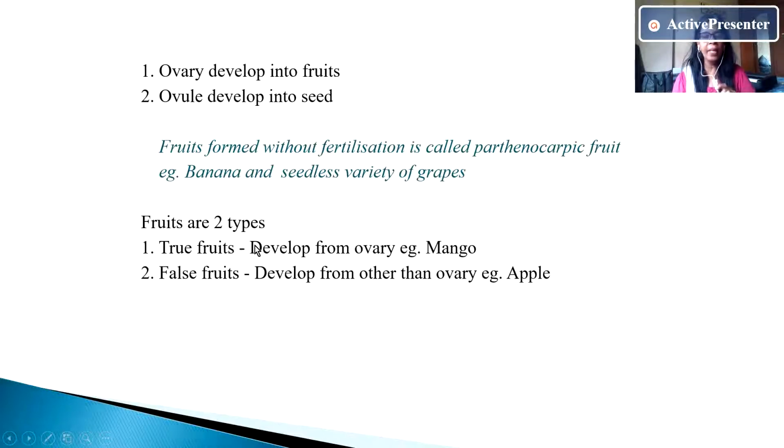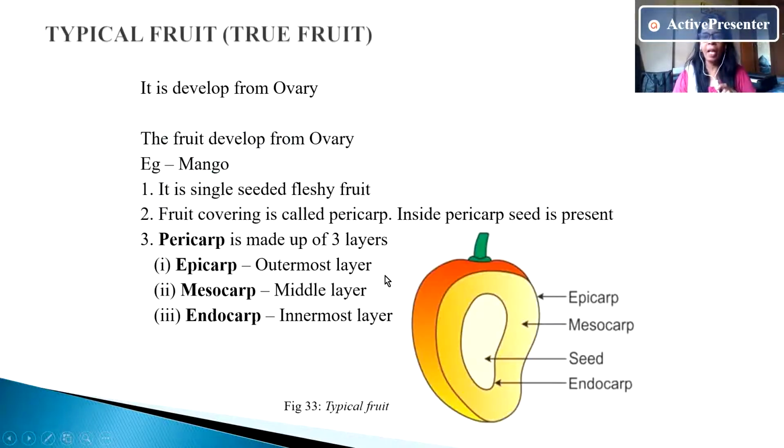Fruits are mainly of two types. True fruits, if developing from the ovary, for example mango. False fruits, that develop from parts other than the ovary, for example apple. So typical fruit, true fruits, all this was studied in the 11th standard, just revision. It is developed from the ovary. The fruit developed from the ovary, for example mango, is a single-seeded fleshy fruit.